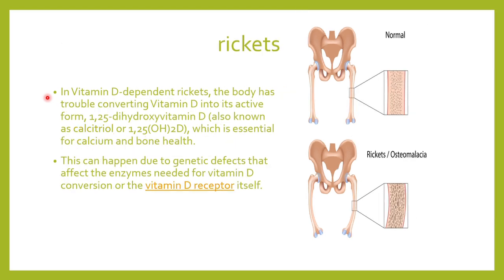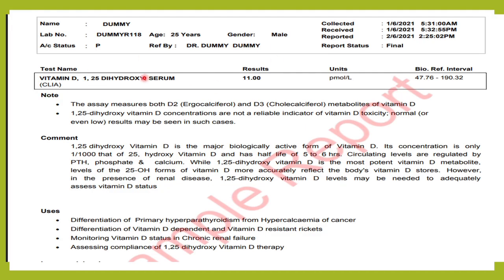Whereas in vitamin D dependent rickets, what happens? The body has trouble converting vitamin D into its active form. That is, the calcitriol is not formed. Okay, and this is actually needed for calcium and bone health. So here, when there is no conversion taking place, you expect that your calcitriol or the active form is less. So this 1,25 dihydroxy vitamin D, we do it in certain cases, usually to differentiate between primary hyperparathyroidism and hypercalcemia of cancer.